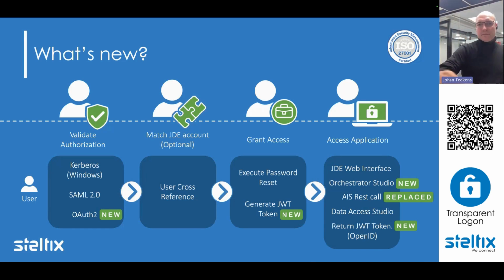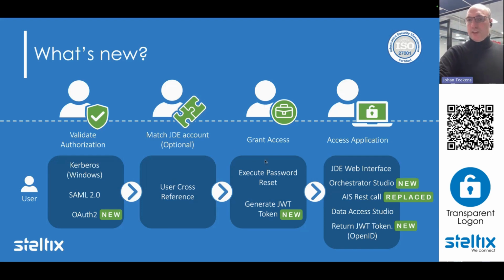This is more of an overview of what we've done. First, users come in, it gets validated by TL, you get matched by cross-reference, you get granted access, and you get forwarded into an application. Previously we had Kerberos, just Windows authentication, and SAML authentication, and here we added OAuth. The cross-reference, nothing changed there. You can enable it, disable it.